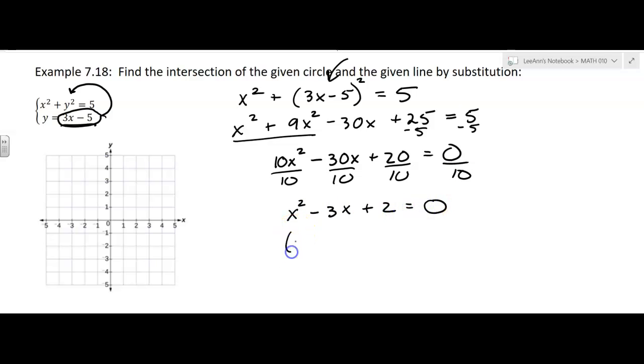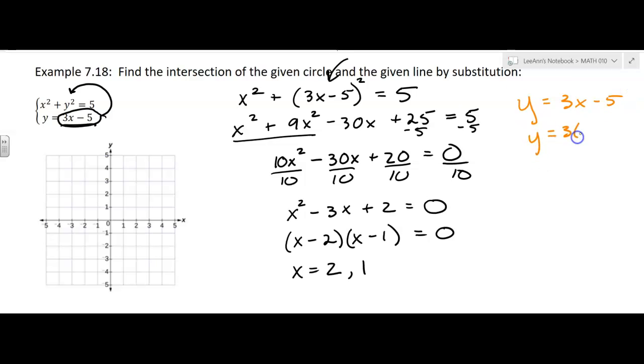And so I think this is the same thing we had before, isn't it? Where we factored. You know, they could have given us different numbers. Anyway, we get x equals 2 and 1. So now we have to go and find y. So what was that equation we used? y equals 3x minus 5. And so y equals 3 times 2 minus 5. 6 minus 5 is 1. So one of the ordered pairs is (2, 1).